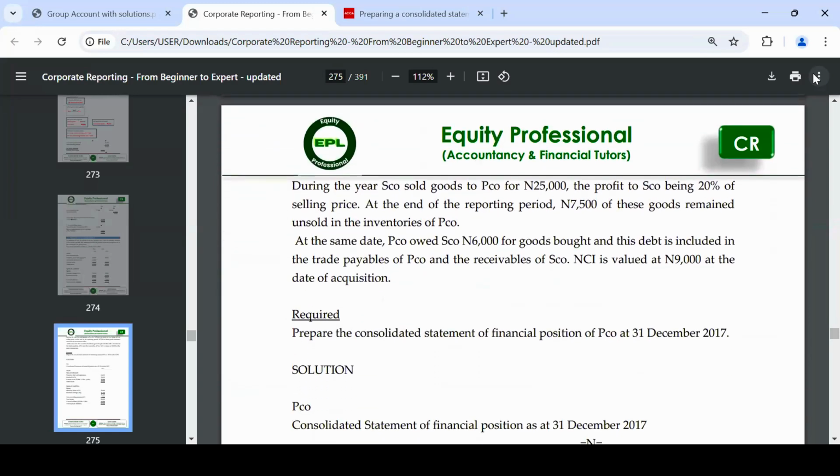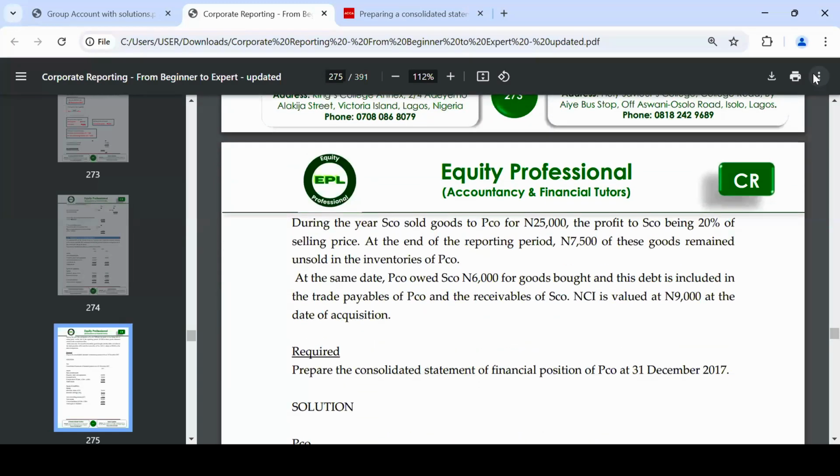Now, even this second problem is still similar to what we have. The only thing here is this. It is only 7,500 naira of these goods remained unsold at the date we are consolidating. Are you with me? So the unrealized profit will be limited to 20% of this 7,500.